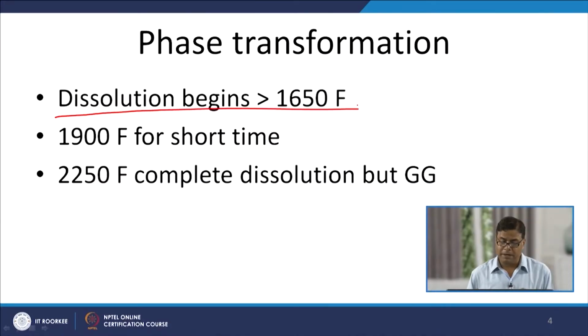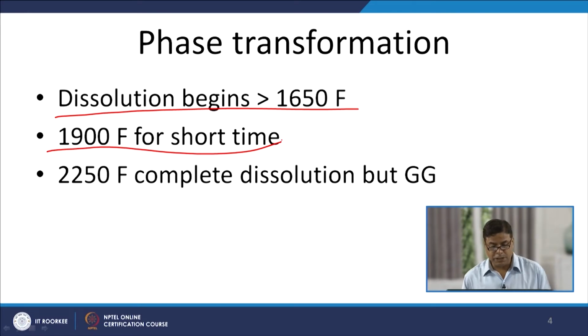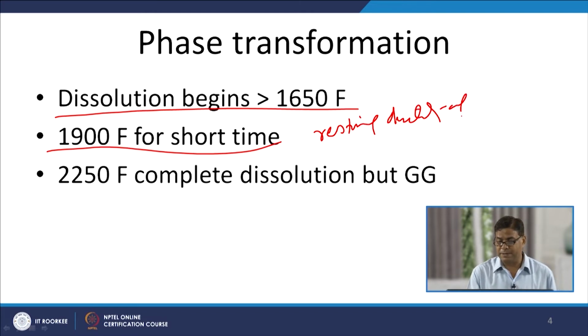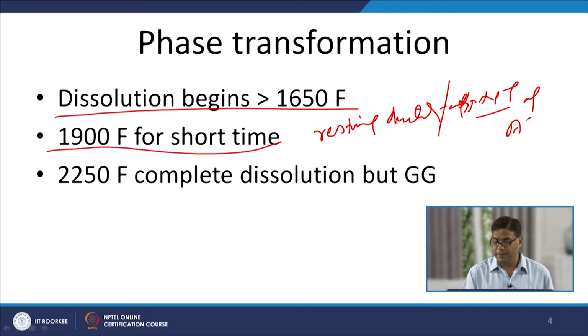As soon as exposure is given above 1650 degrees Fahrenheit, the dissolution of the sigma phase and the chromium carbide will start, and exposure at 1900 degrees Fahrenheit for a very short period helps in restoring the ductility and notch toughness of the ASS weld joint in the heat affected zone.